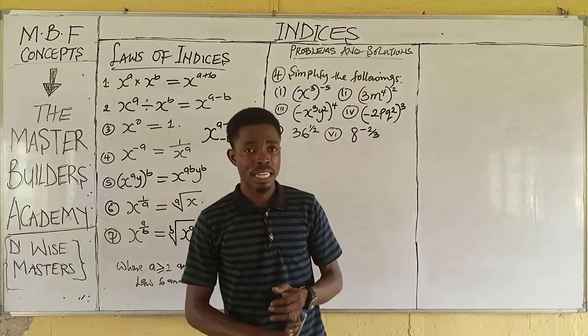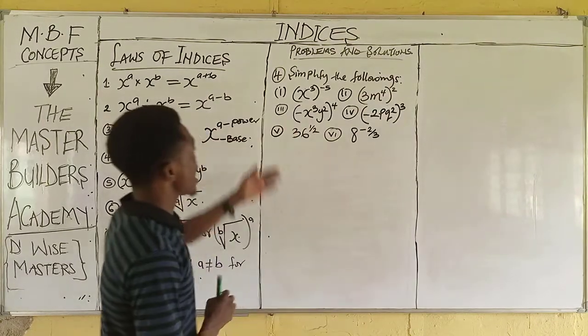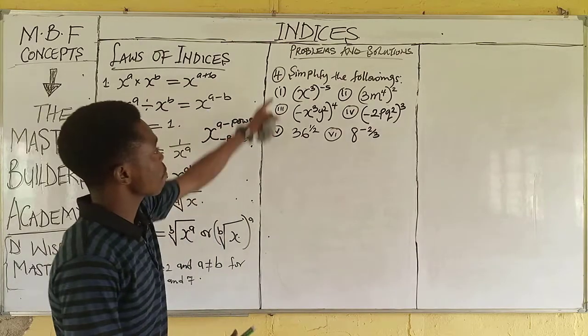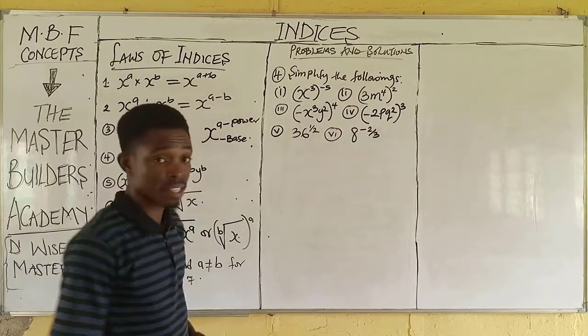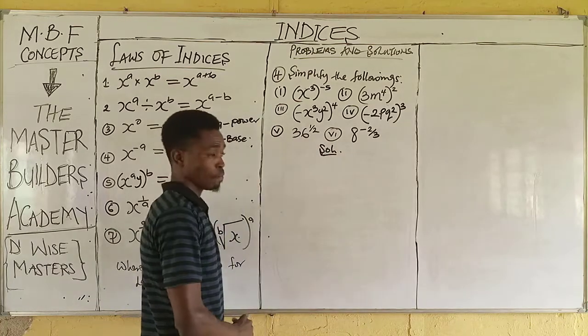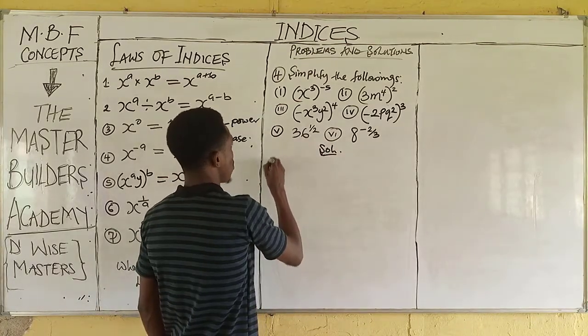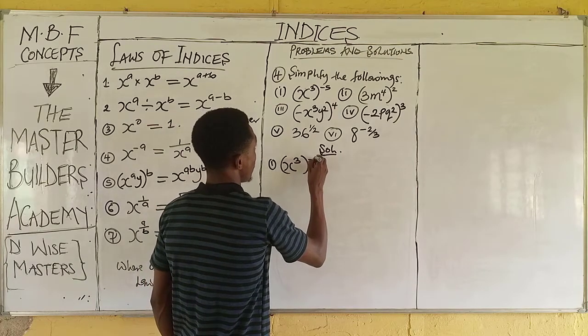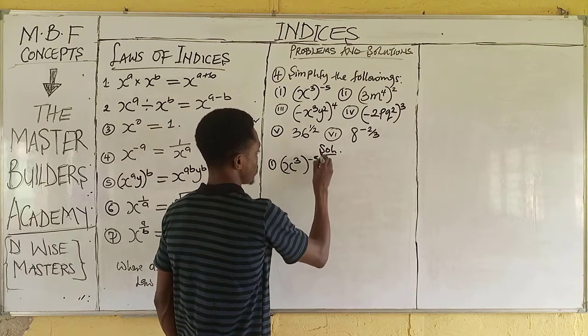All right, now let's get started. On the board we are asked to simplify. This is question number 4. Simplify the following, numbers 1 to 6. We have the problem, so we want to provide the solution. Now, Roman figure 1, we have x raised to the power 3, all raised to the power minus 5.